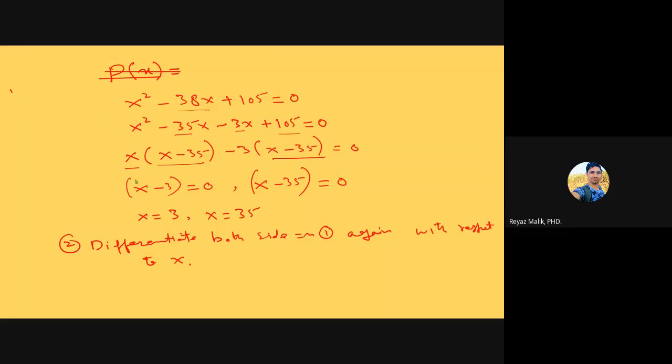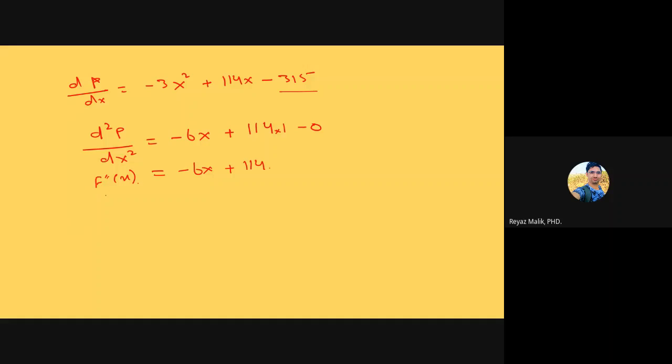X equals 3, x equals 35. Then we will find whether it is maximum or minimum. So first, at x equals 3, d2P by dx2 equals minus 6 times 3 plus 114. 6 threes are 18, so that will be minus 18 plus 114. 114 minus 18, that's 96. That's plus 96.